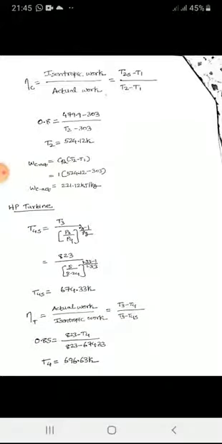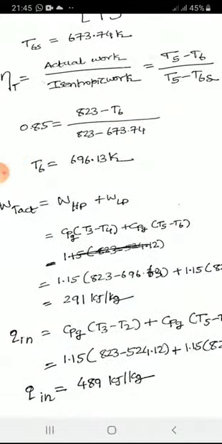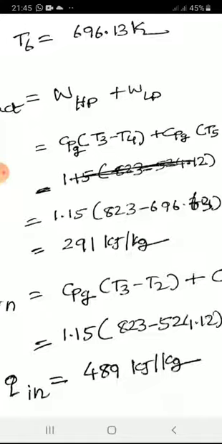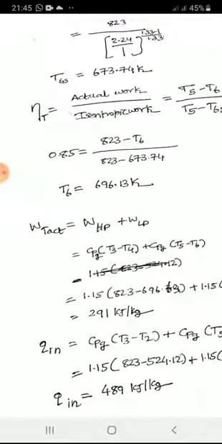Now we found out the temperatures for the high pressure turbine and low pressure turbine. Now we have to find out the turbine work, which is the summation of high pressure turbine work and low pressure turbine work, which is coming as 291 kilojoules per kilogram. Now we have found out the turbine work.